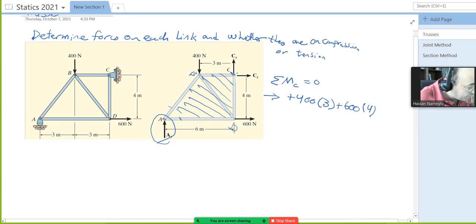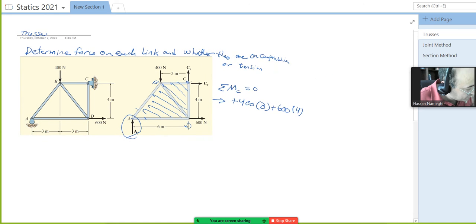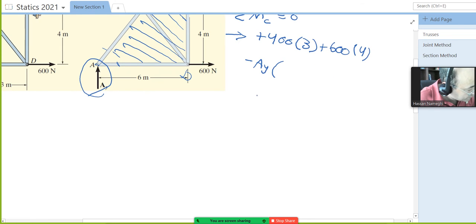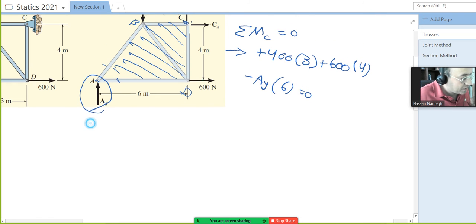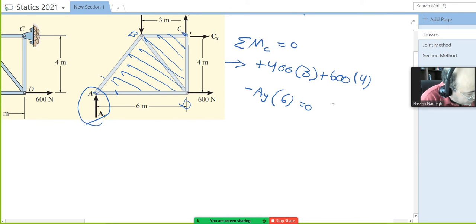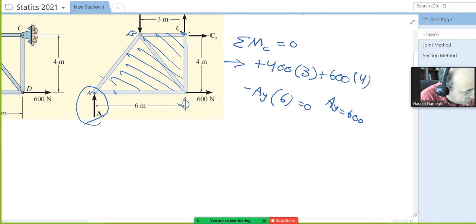Then the next one I have is the AY. AY is going to go clockwise based on my diagram, which will be minus AY. Sorry for zooming out. Minus AY. The distance for AY will be on X, which should be 6, equal to 0. So again, if you solve for this, you'll find AY as 400. So let me check that. Yeah, AY is 600.